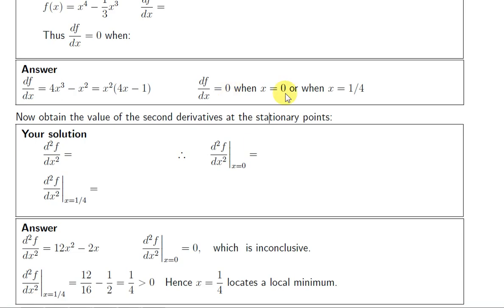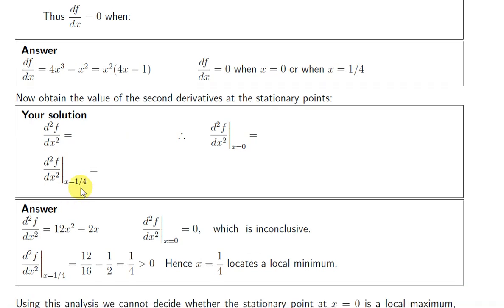And now that we have the x values of the stationary points, we must get the second derivative of the function at those values of x and compare it to 0. So the second derivative of this is 12x squared minus 2x. Let's plug in x equals 0. We get 0, which means that at x equals 0 we have a stationary point whose nature we do not know. However, at x equals a quarter we get a positive value, and that tells us that at x equals a quarter we have a local minimum.